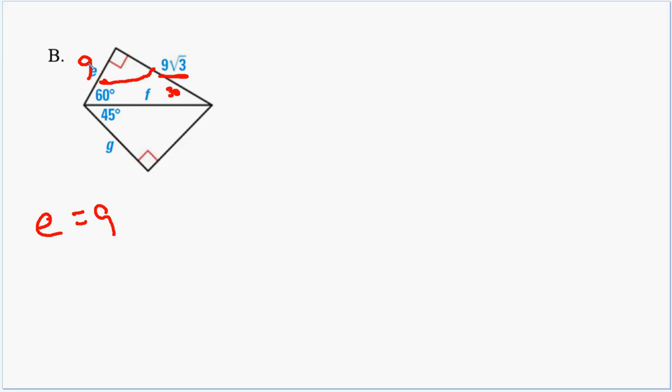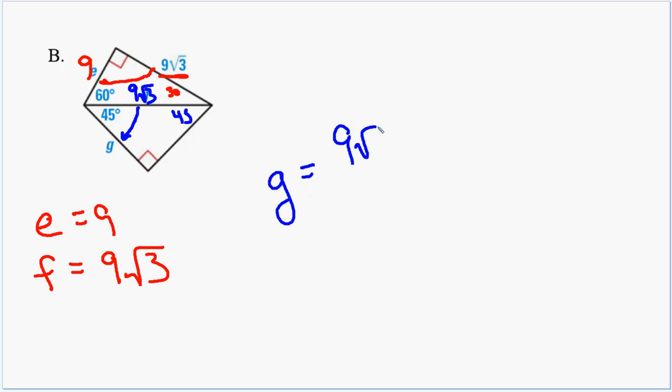Well, F is that 9 times the root of 3. So F equals 9 root 3. Now, I'm going to switch to blue ink. We're down below in this 45, 45, 90 triangle. And this side F that we just found as 9 root 3, well, that's the hypotenuse. We want to jump from the hypotenuse to the leg, G. If we had G, we would multiply by root 2. Now we're going in the opposite direction. So G is going to equal 9 root 3 divided by the root of 2.